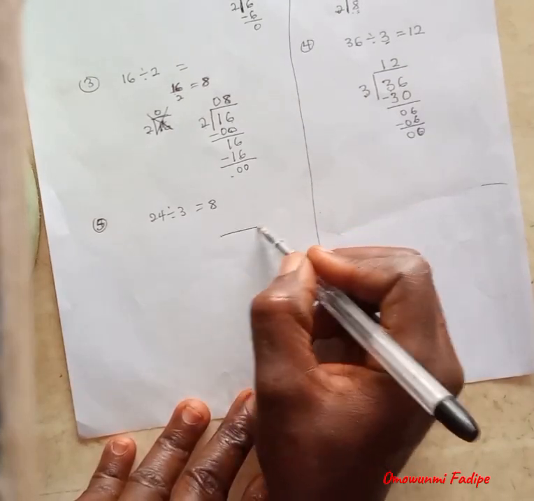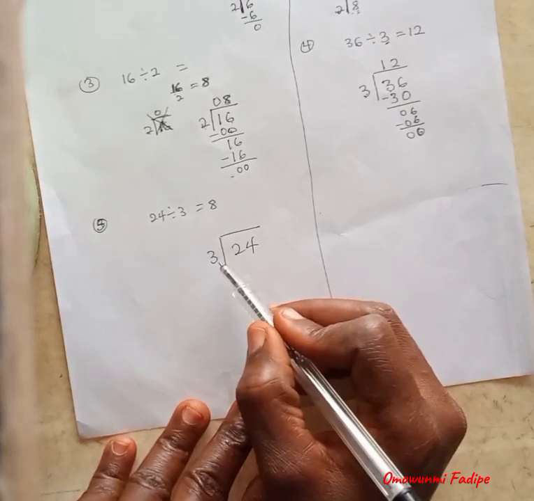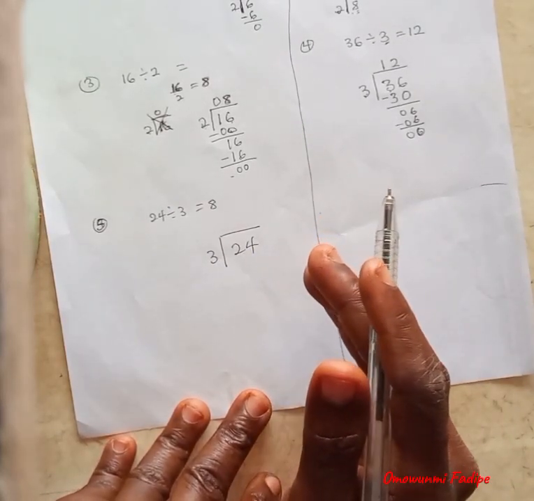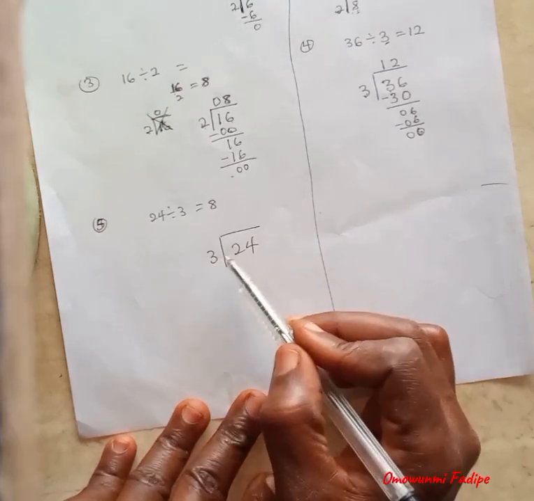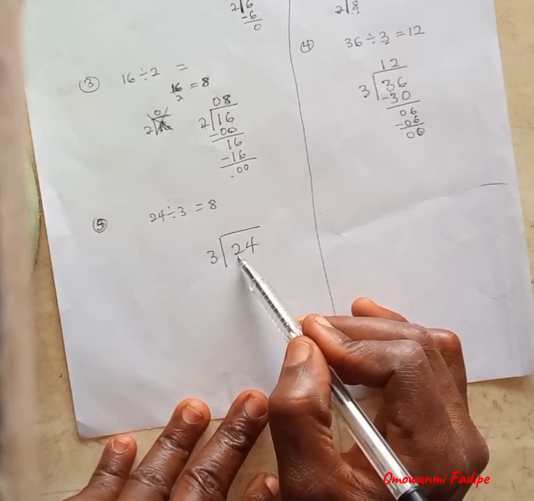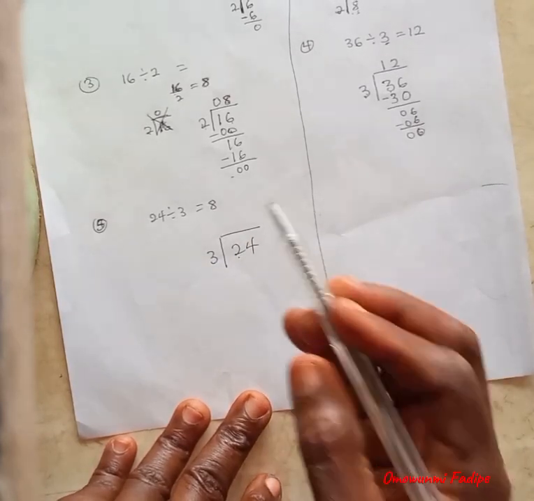And for our long division method, we write 24. We use our divisor, which is 3. Don't join it together. Take it one by one, even if it is 10 numbers you want to divide. So long as the divisor is a single digit, please take the digits of what you want to divide one by one.